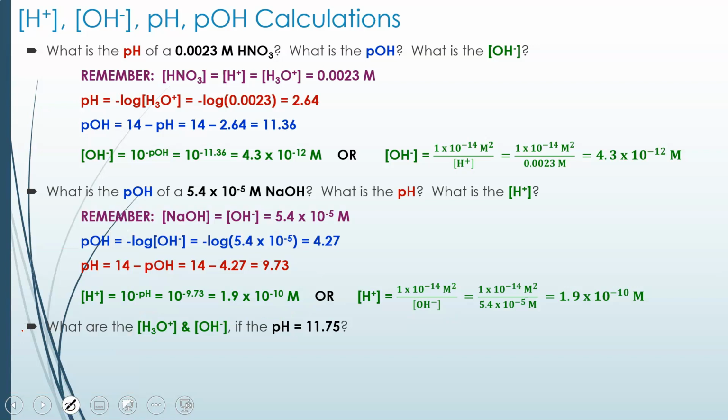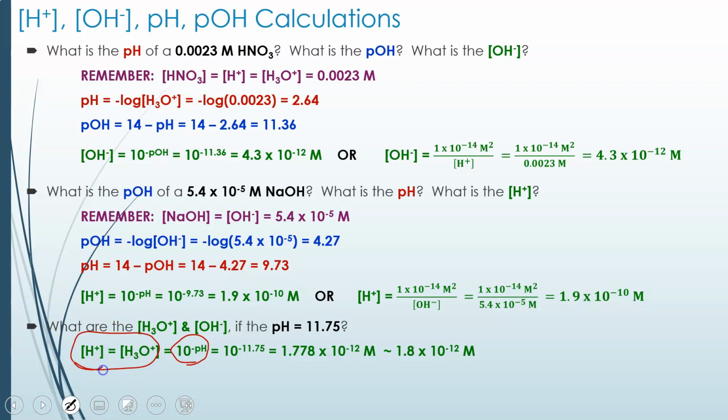And then the last question says, what are the hydronium ion proton concentration and the hydroxide concentration if the pH is 11.75? Well, the proton concentration is easy to calculate. It's just 10 to the minus that pH. And that gives us a concentration of about 1.8 times 10 to the minus 12.